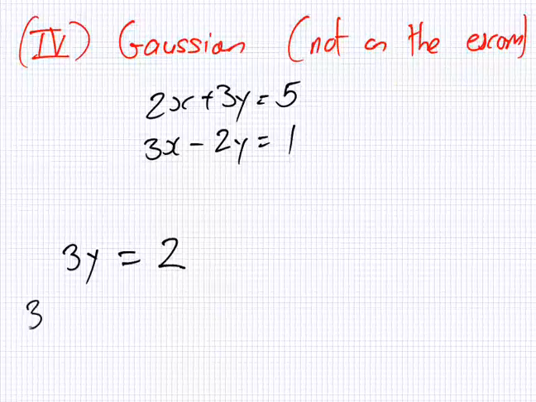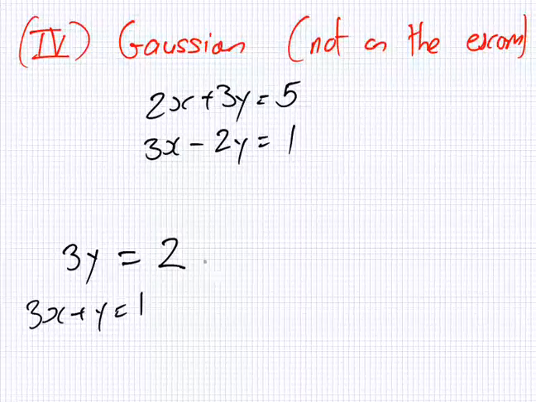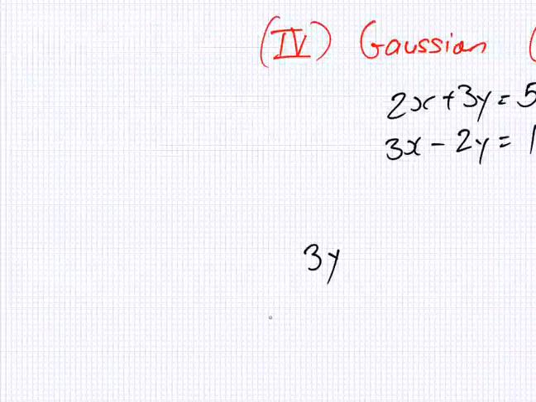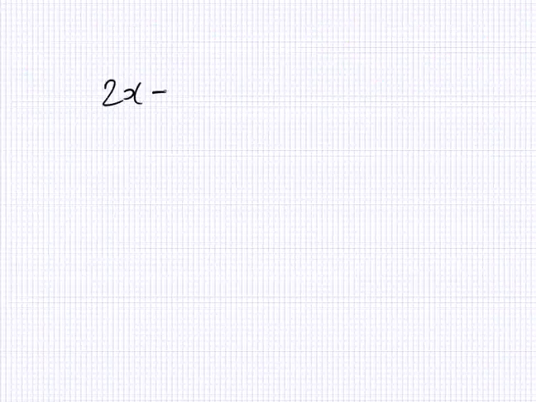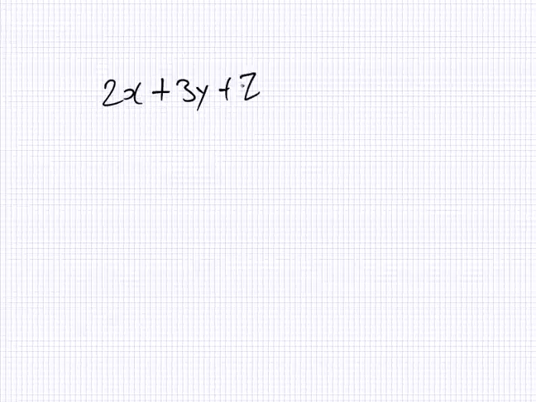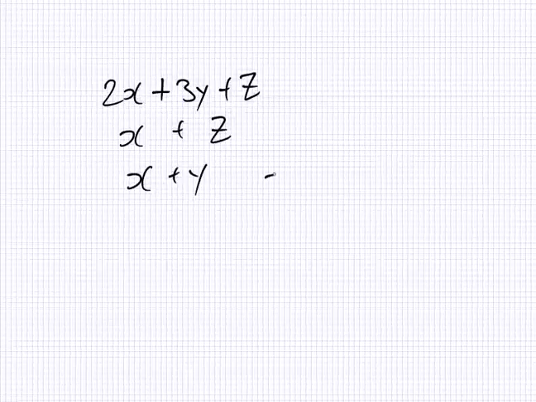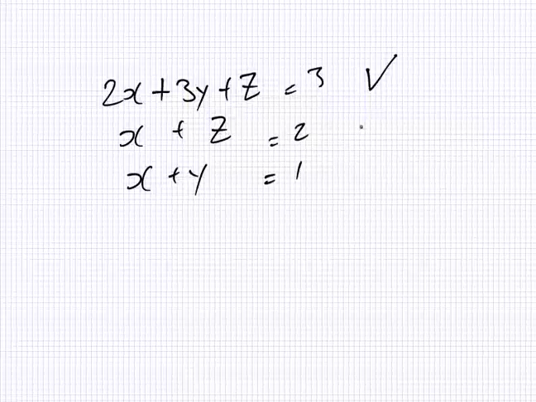So for example, let's use the same one as before this time. 2x plus 3y equals 5, and then 3x minus 2y equals 1. So in the elimination method, what you try to do is you make either the x's the same or you make the y's the same. So here it's a 2 and a 3, or here's a 3 and a 2. So it doesn't really matter. Let's make the y's the same.